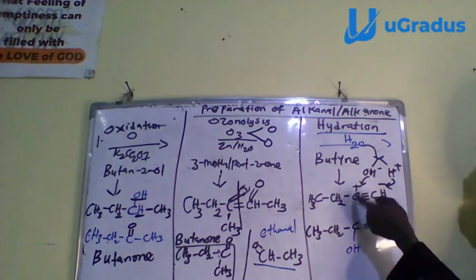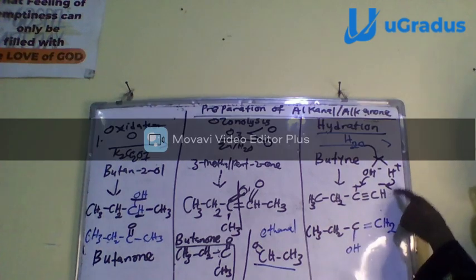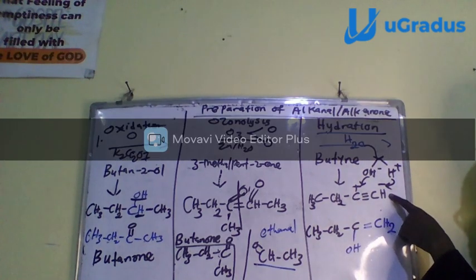How do you know the positive carbon? The carbon that has less hydrogen. How do you know the negative carbon? The carbon with more hydrogen.